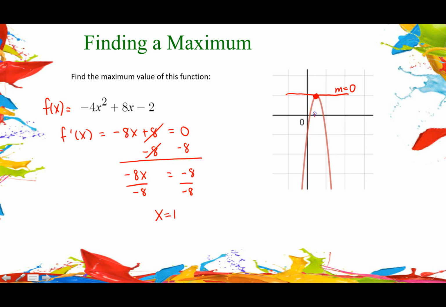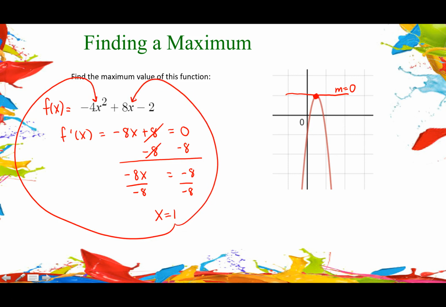So that looks about right on my graph here. It's not clear because the axis isn't labeled. What we do next is take this x value of 1 and plug it into the original equation to get my y-coordinate. So that's going to be negative 4 times 1 squared plus 8 times 1 minus 2. And that gives me a value of 2. So our final coordinate is an x value of 1 and a y value of 2. Right there. So this is the coordinate (1, 2).